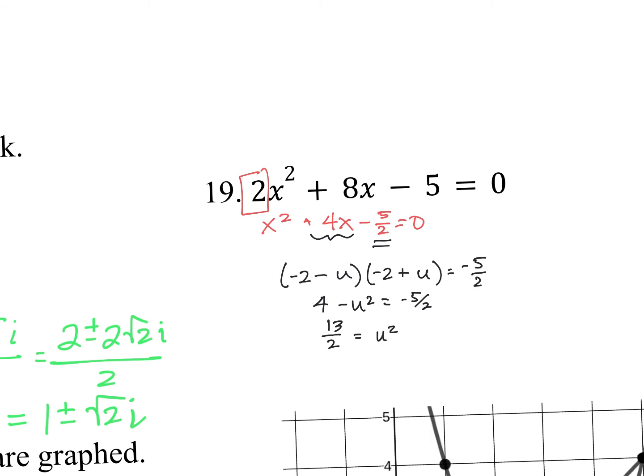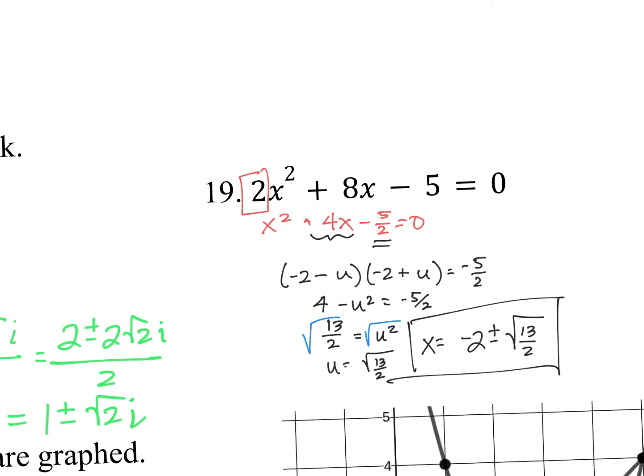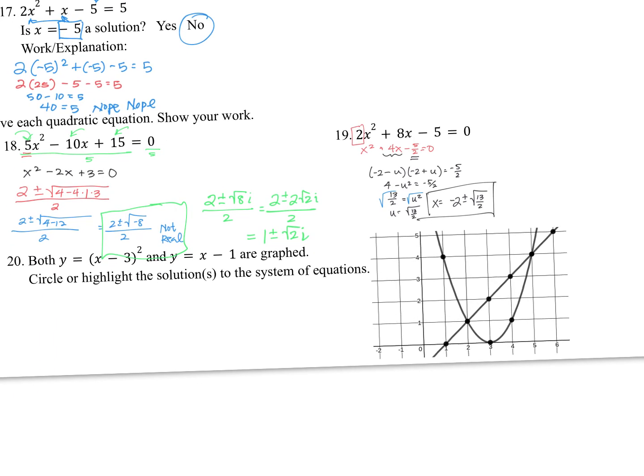And I go, square root that on both sides. So the little bit I added was the square root of 13 halves. And so my answer is negative 2 plus or minus the square root of 13 halves. Okay, so it is irrational, it's hideous, but it will work. You would get a similar answer using the quadratic formula. It would look just a little bit different. It would be over 4. Okay, so it does look a little bit different.